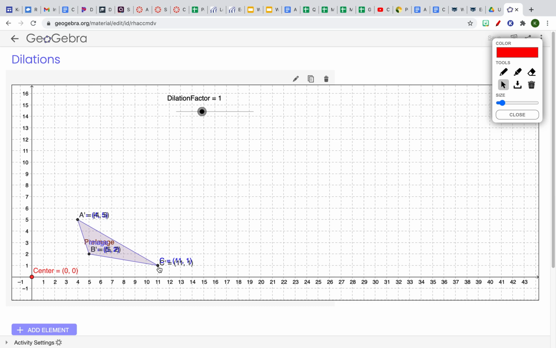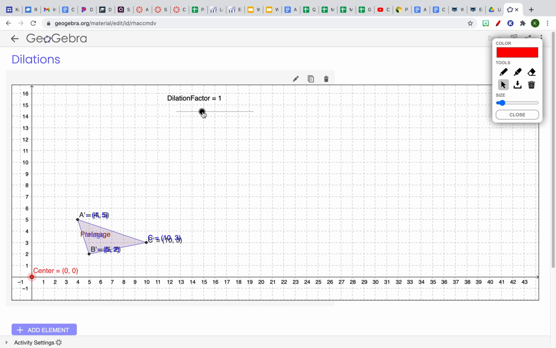In fact, if I change the size of the original shape, the other shape changes as well. If I change the center, please notice that the shape stays the exact same. Doesn't matter, because a dilation factor of 1 means it's the exact same size.